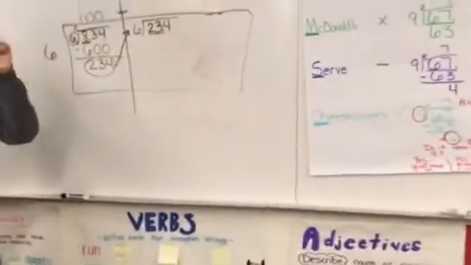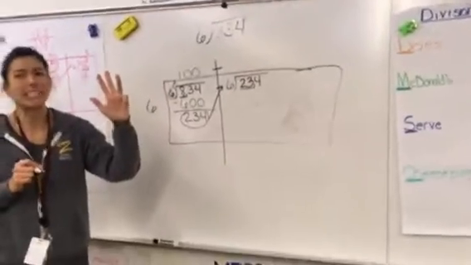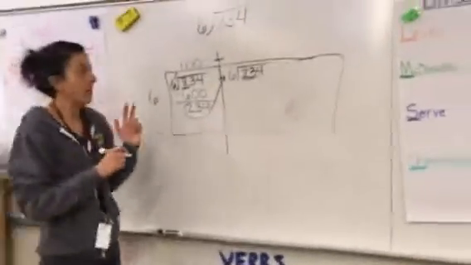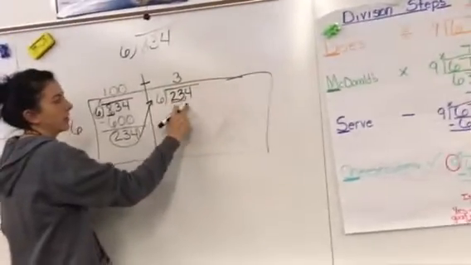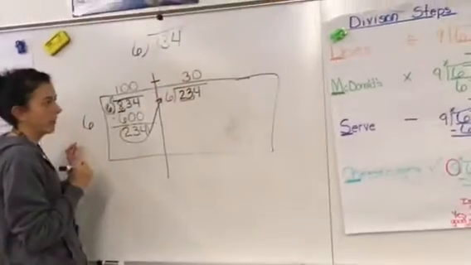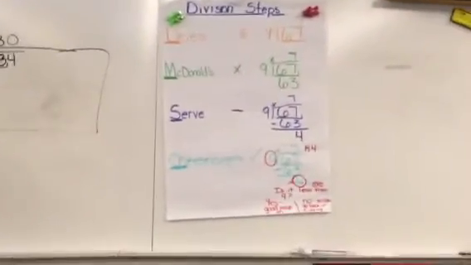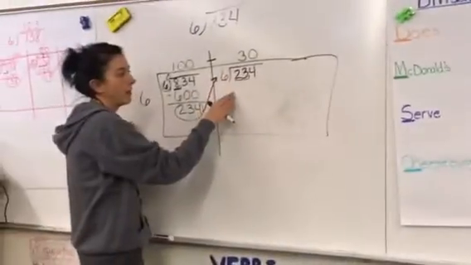23 divided by 6, 6, 12, 18, 24 is too much. So 3 is going to be my number on the top. I'm going to put that in my tens place because I underlined all the way to the tens place. It's not really a 3, it's really a 30. I'm going to multiply to see how many pieces of candy are left, so I can move that over to figure out my ones.